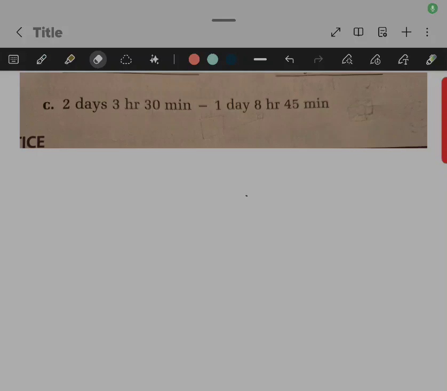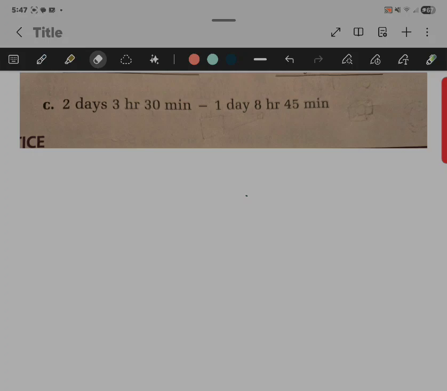Ladies and gentlemen, this is the last question for lesson 56, subtracting mixed measures. This one says subtract 2 days, 3 hours, and 30 minutes. And we're going to subtract 1 day, 8 hours, and 45 minutes.